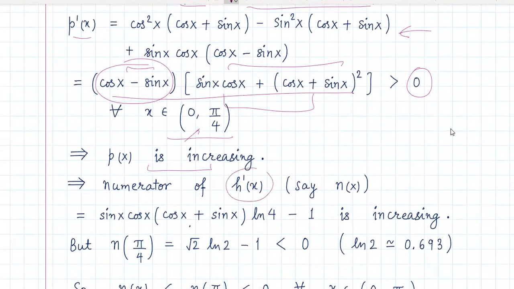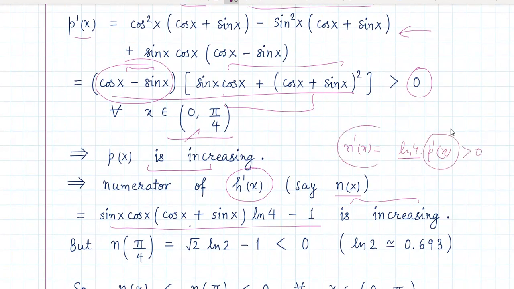Now the numerator of h prime x, let us call it n of x, was equal to this. So it will also obviously be increasing, because n prime x, you can see, will come out to be ln 4 into p prime x. And this is positive. P prime we have already proved positive. So n prime x will be positive, so it is an increasing function, obviously.